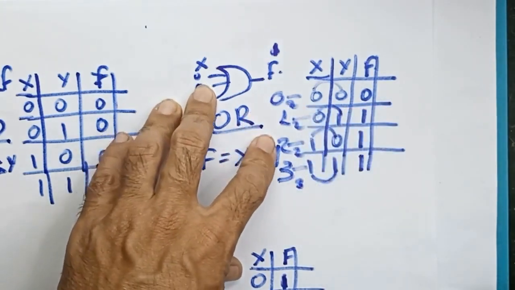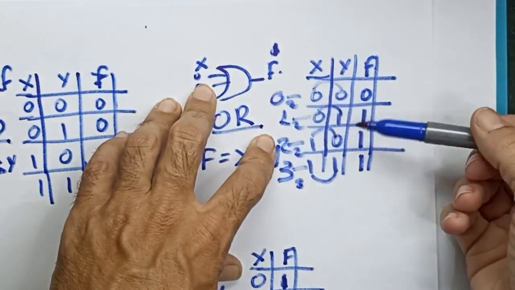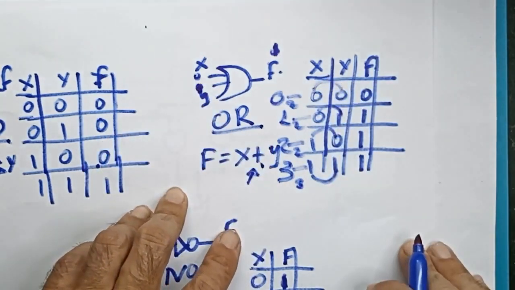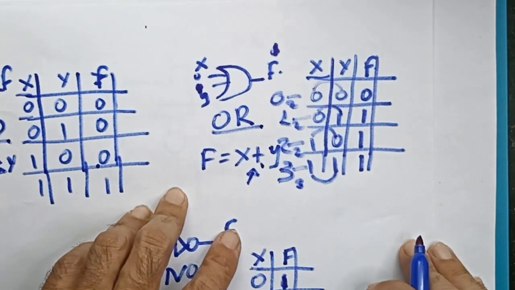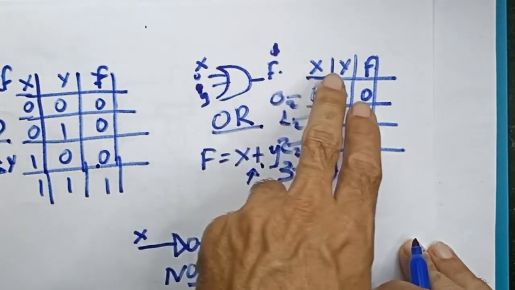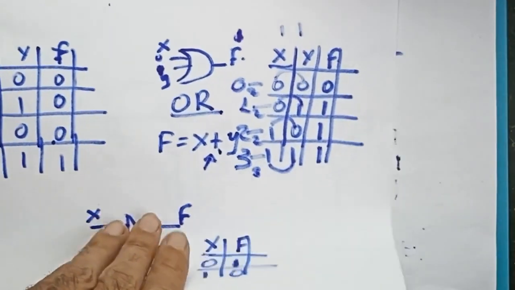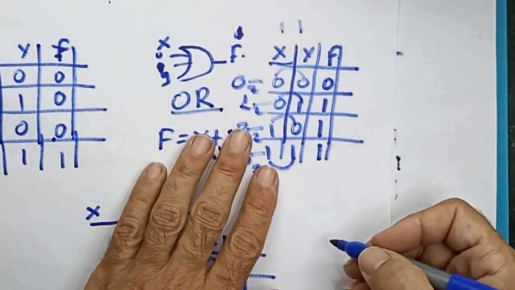If we had 3 inputs, our combinations would be 2 to the third, so we would have 8 combinations to write down, from 0 to 7 in decimal. If we do it in binary, the number of combinations will be doubled accordingly. All right, that's about truth tables.